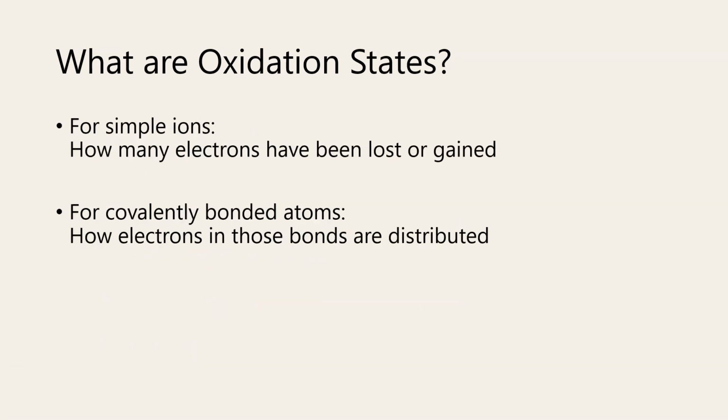For simple ions, oxidation states tell you how many electrons have been lost or gained. By simple ions, I'm talking about ions where just one atom has either lost or gained electrons, or more than one atom, but all the atoms are of the same element. Now, for atoms that are in covalent bonds, whether they're part of a complex ion or part of a compound, the oxidation state is giving you an indication of how the electrons in the atoms are being used in those bonds and how they're being distributed in those bonds.